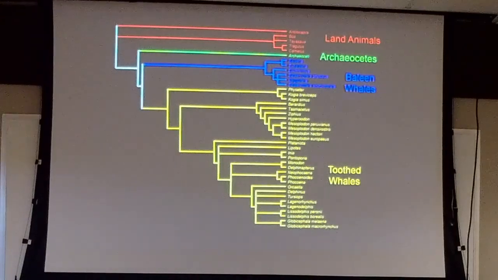So here is a phylogeny of whales. All the living whales here, or a lot of the living whales here, most of them are toothed whales. The baleen whales in blue. This green guy is the Archaeoceti, which are those weird four-legged whale creatures. And we have a bunch of things that are not whales, the land animals.